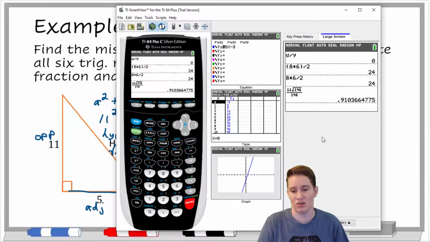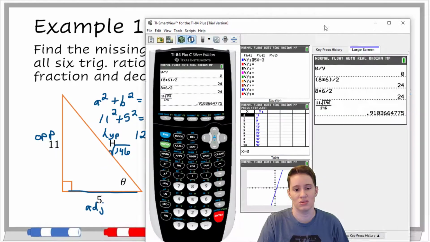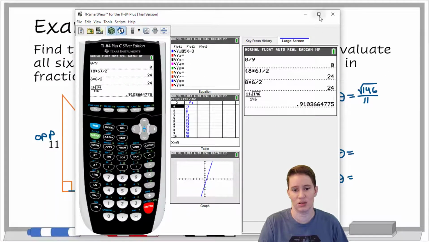This decimal, we're going to round to 2. It doesn't say what to round to, so we'll round to 2 decimal places. So this is 0.91.